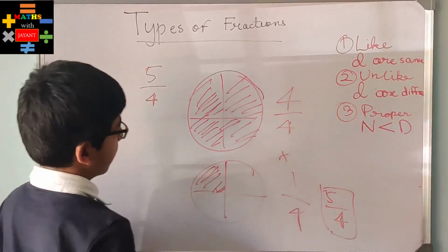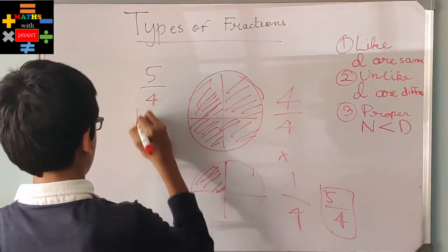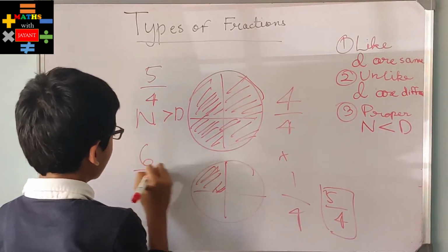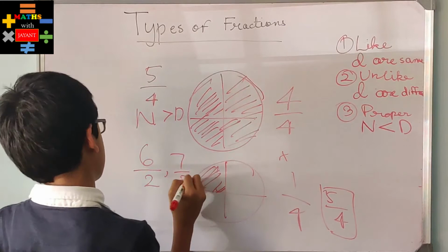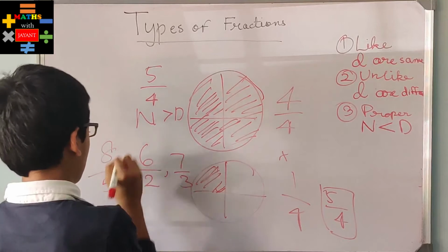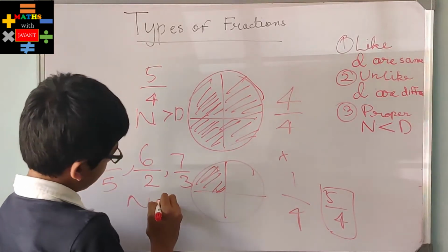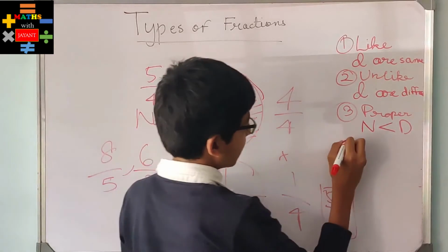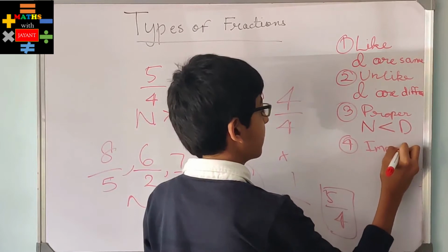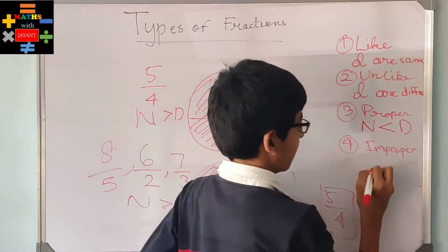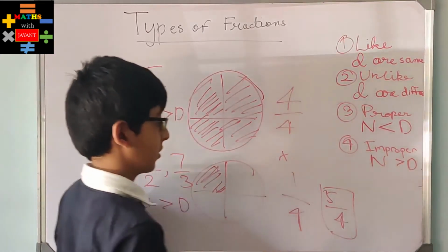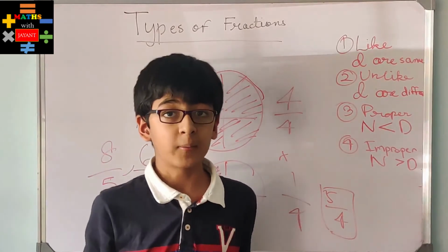So this is the concept of these sort of fractions. In this case, the numerator is greater than the denominator. Now look at 6 by 2, 7 by 3, 8 by 5. In all these, the numerator is greater than the denominator. Such fractions are called improper fractions. Again, proper and improper fractions are opposites, where in improper fractions the numerator is greater than the denominator. So this is a fourth type.